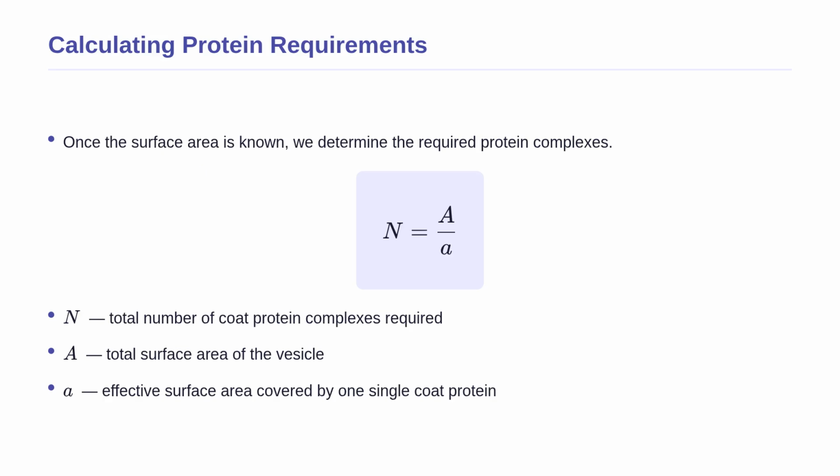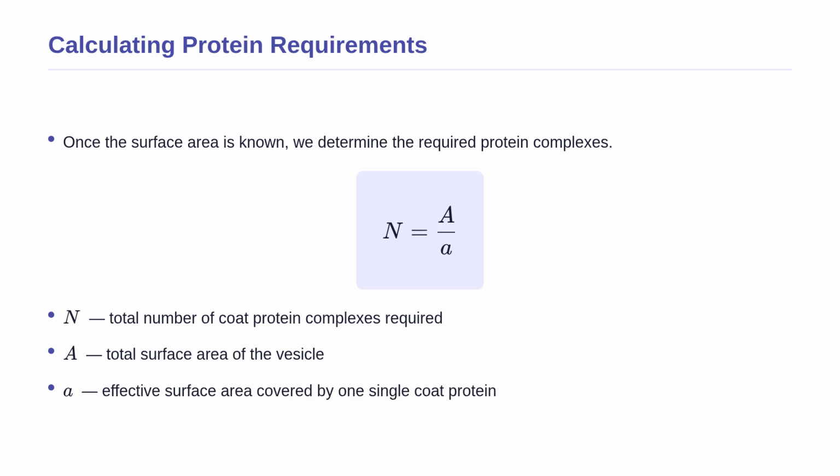Now that we have the total surface area, we can figure out exactly how many individual coat proteins are needed to form the complete protective cage. We do this by dividing the total surface area, A, by the effective area that a single protein complex can cover, represented by the lowercase a. The result, N, is the total number of coat protein complexes required.